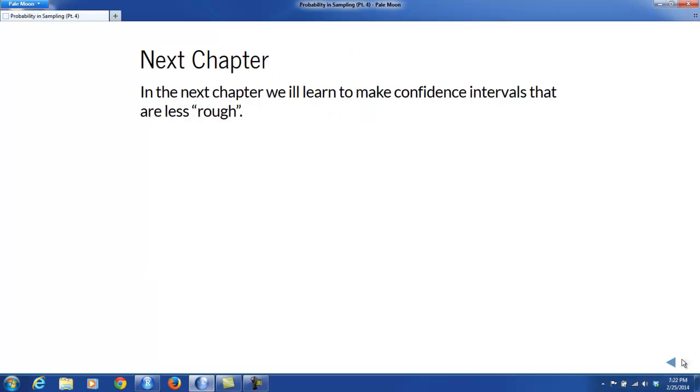There's a lot more to say about confidence intervals. In the next chapter, we're going to learn how to make more of them, and we're also going to learn how to make them less rough.